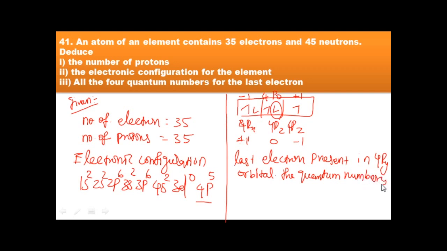The quantum numbers are: what is the n value? 4p orbital, so 4. What is the l value for the p orbital? It is 1. And then what is the m value? I already told you. So what is the m value for the last electron? It is 0. And then what is the s value? This is downward direction, so minus 1/2.